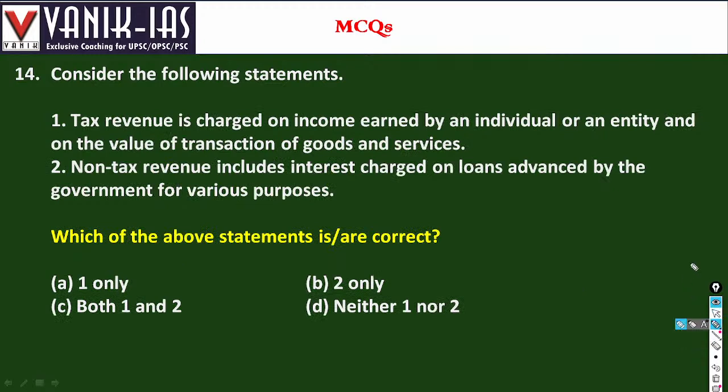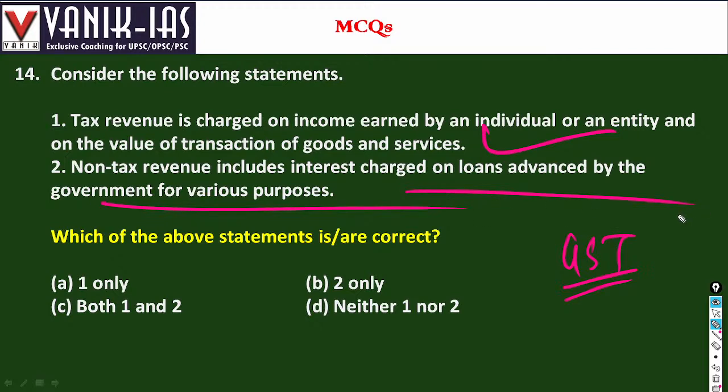Consider the following statements: tax revenue is charged on income earned by an individual or an entity and on the value of transactions of goods and services. Yes, that is tax revenue. If you purchase any goods or services, you will pay a tax. That is presently called GST, goods and services tax. Non-tax revenue includes interest charged on loans advanced by the government and various other sources. Yes, that is called non-tax revenue. So both the statements are right.